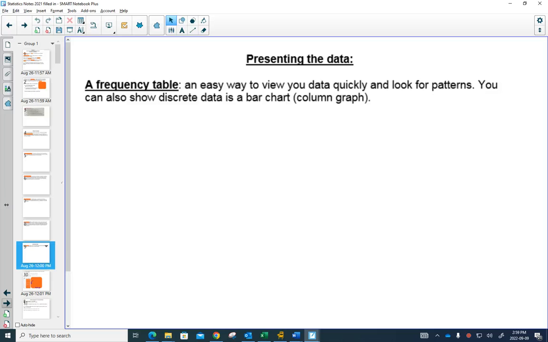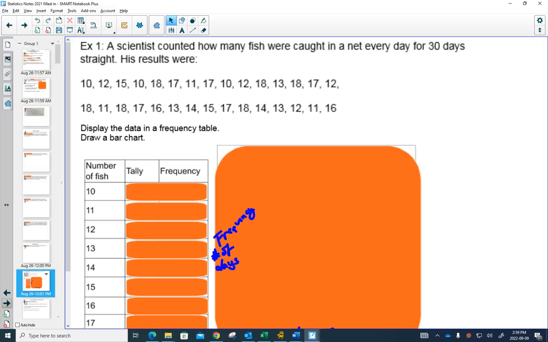A frequency table. Gathering data is an easy way to view data quickly and look for patterns. So what we have here is scientists counting how many fish were caught every day. And it's just a list of data. This data, the way that it's listed right now, just seems like a bunch of numbers. It doesn't really tell you much. You can't really infer much from it right away.